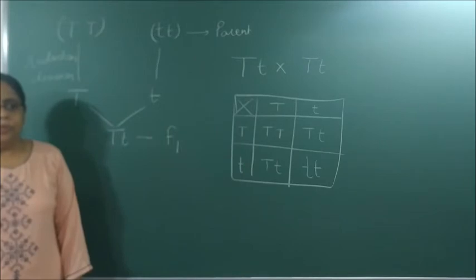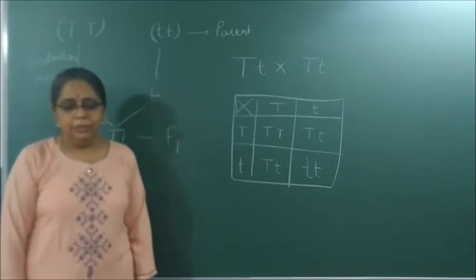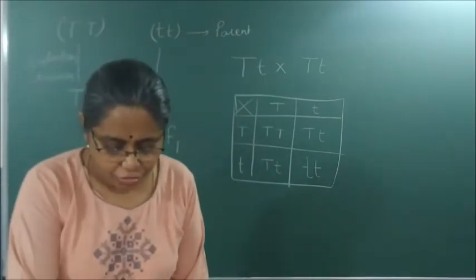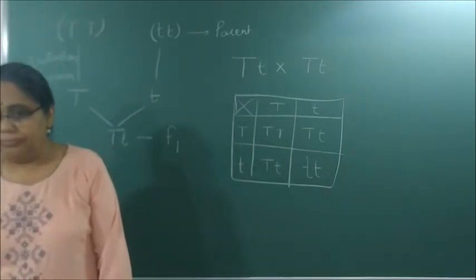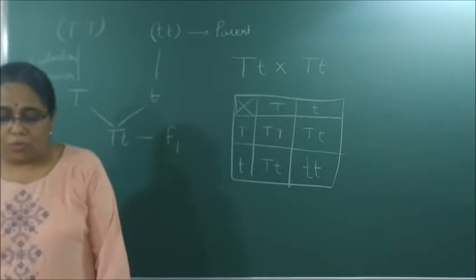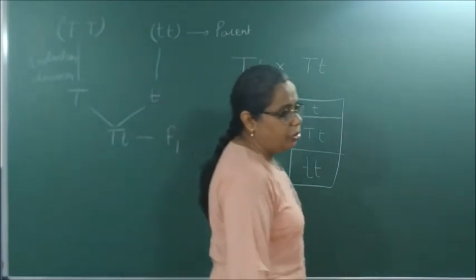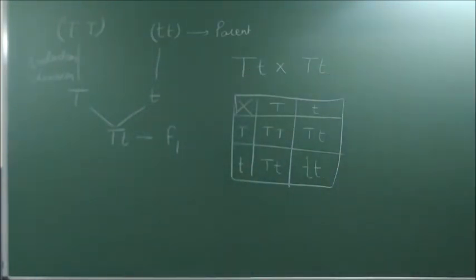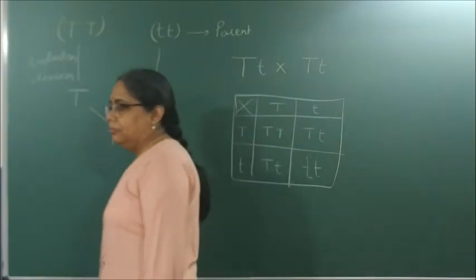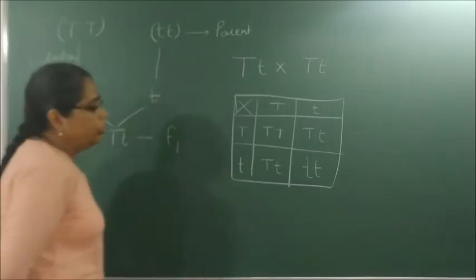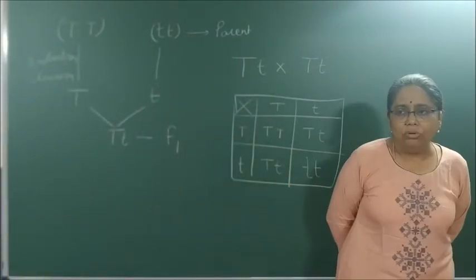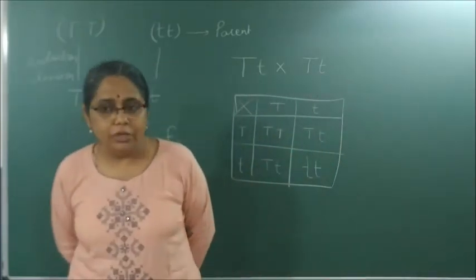Thus, the phenotypic monohybrid ratio is 3:1 and the genotypic monohybrid ratio is 1:2:1. Understood? This is the answer for the first question.